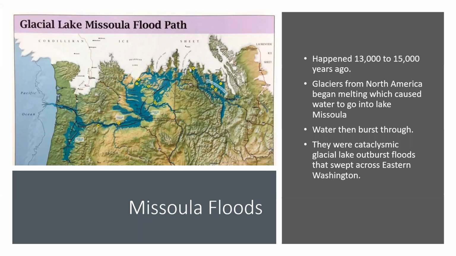Next up, we have the most recent geographic change called the Missoula floods, which occurred around 13 to 15,000 years ago. Glaciers up in North America began to melt, which caused a large amount of water to flood into Lake Missoula, located in western Montana. Soon, the water pressure in the lake grew to be so intense that the water burst through the ice dam, causing cataclysmic flooding all over eastern Washington, including the Palouse.